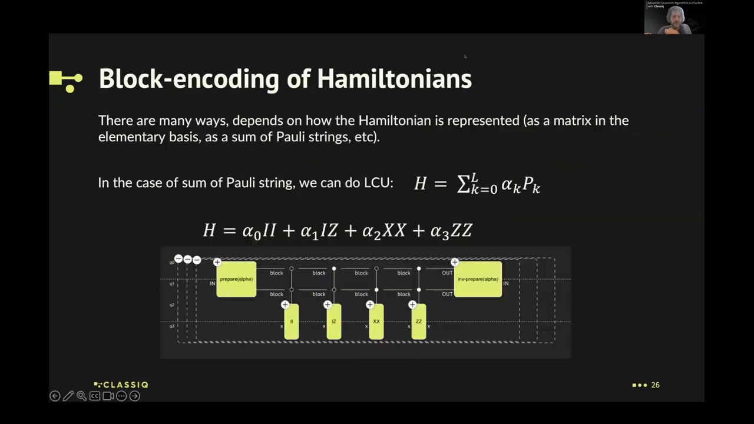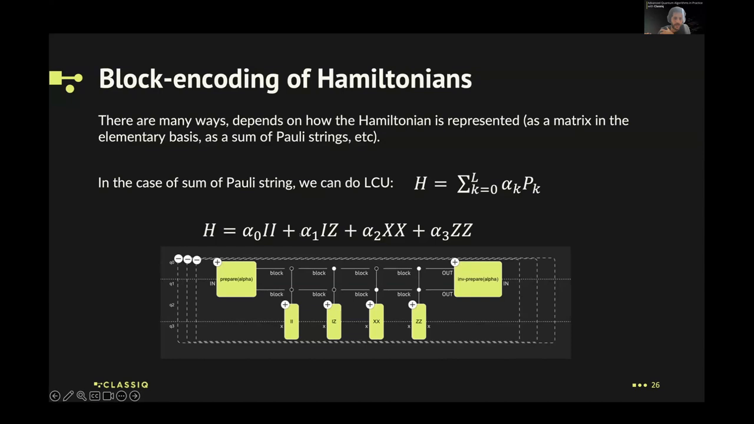One slide about block encoding Hamiltonians. One way to block encode Hamiltonians is with LCU. If your Hamiltonian is given as a sum of Pauli strings like this, you can block encode it with the prepare and select. You prepare this alpha. I have here 4 alphas, so I need 2 qubits. So I prepare a state which is alpha 0, alpha 1, alpha 2, alpha 3. And then I'm doing the select.